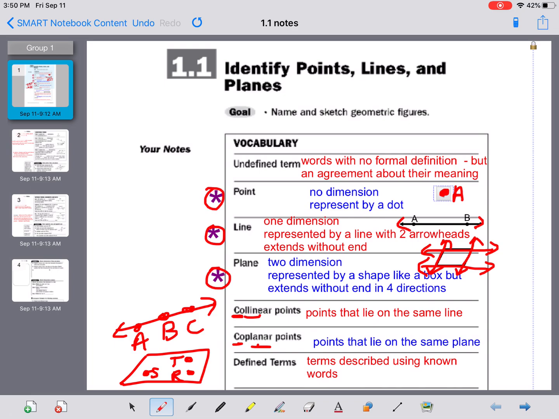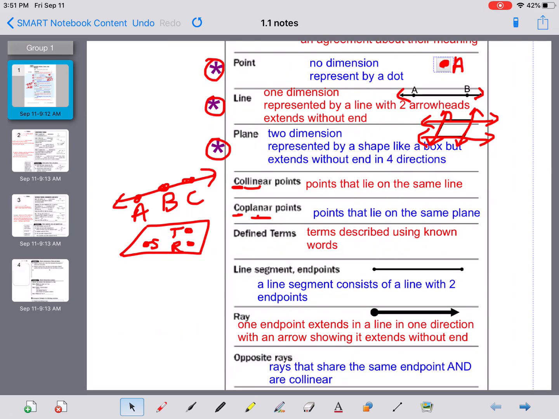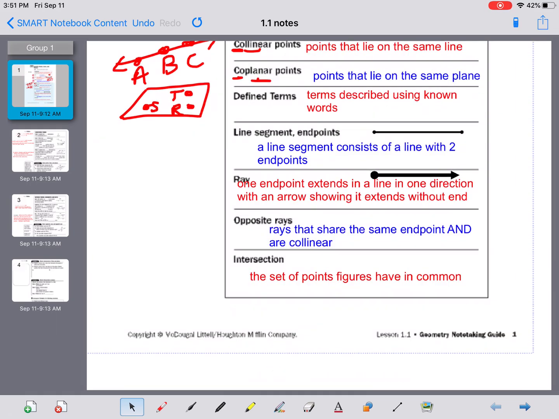Okay, defined terms, terms described using known words. So all the rest of these are defined terms. This, again, not something you're going to get a vocab thing on, but just kind of to tell you that sometimes it's really hard, even in math, to have exact definitions and such.